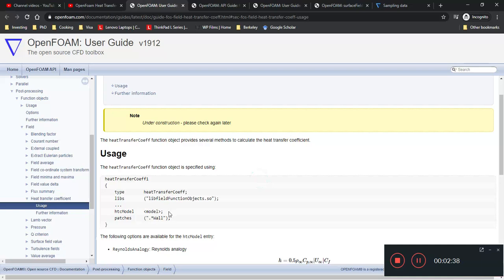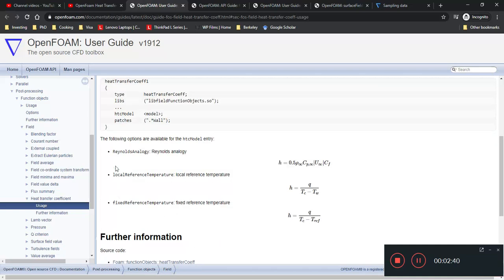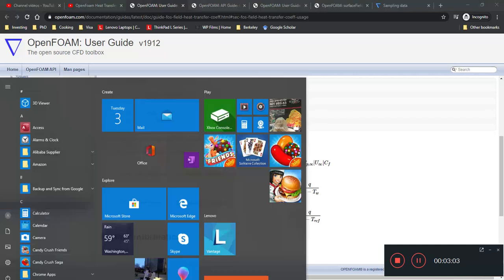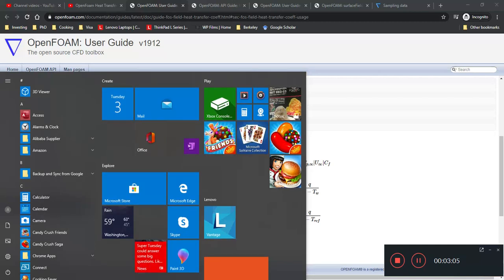So HTC model, there are three kinds. One's called the Reynolds analogy. Won't look too much into that. One is called local reference temperature. So it compares the Tc, I think, temperature of the said, perhaps the coolant or something. Yep. Okay, so let me explain that for you.